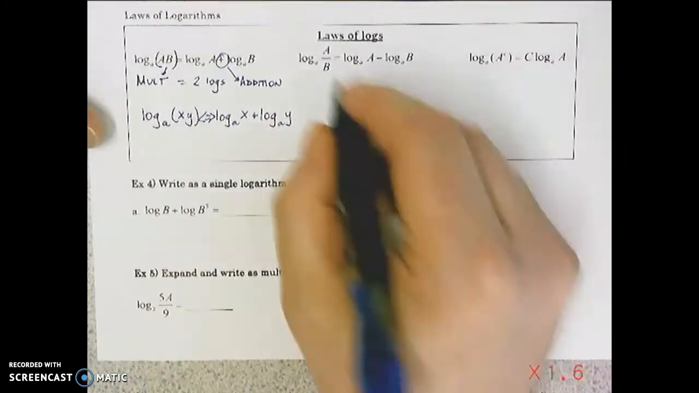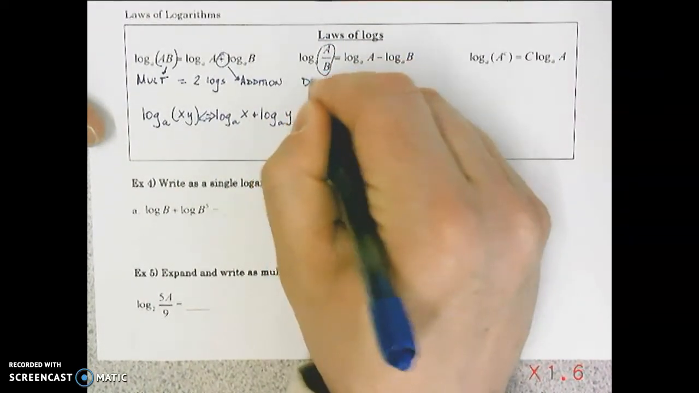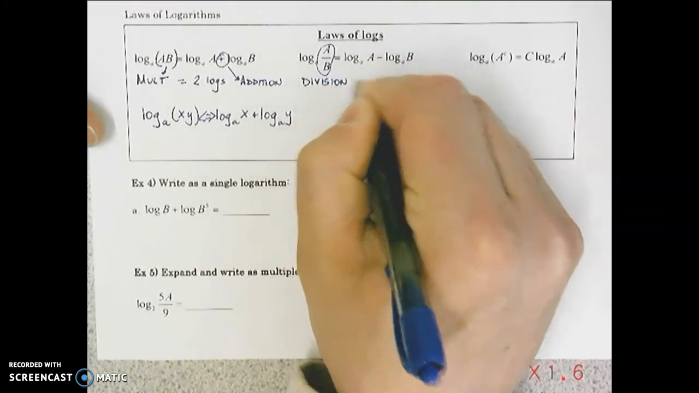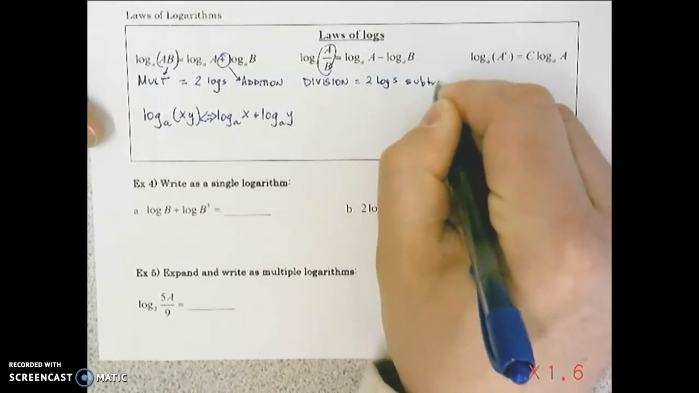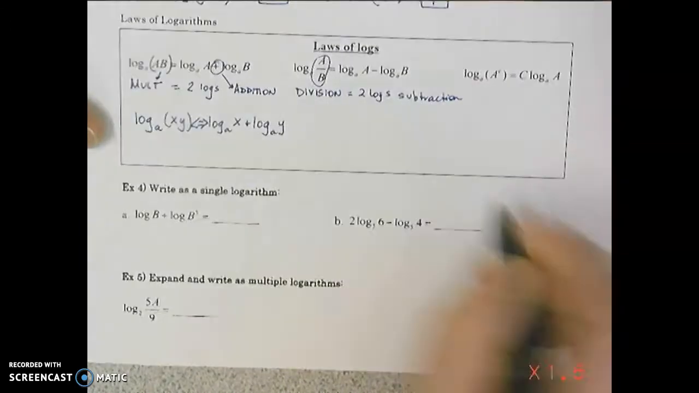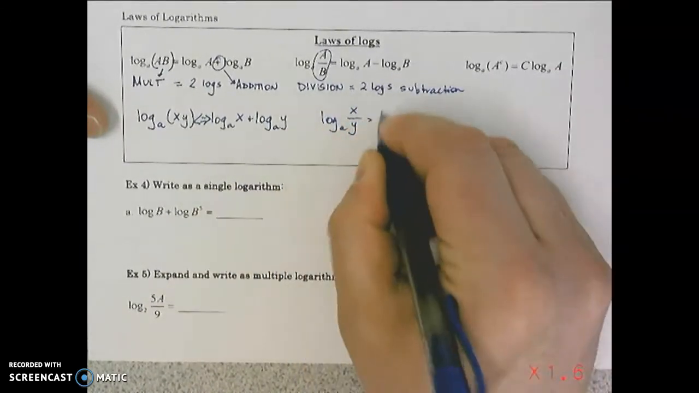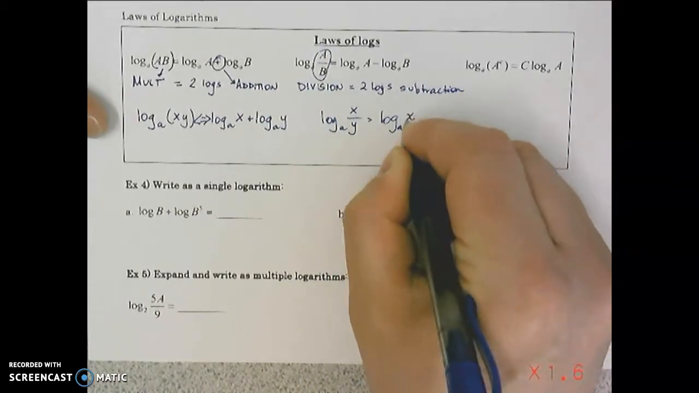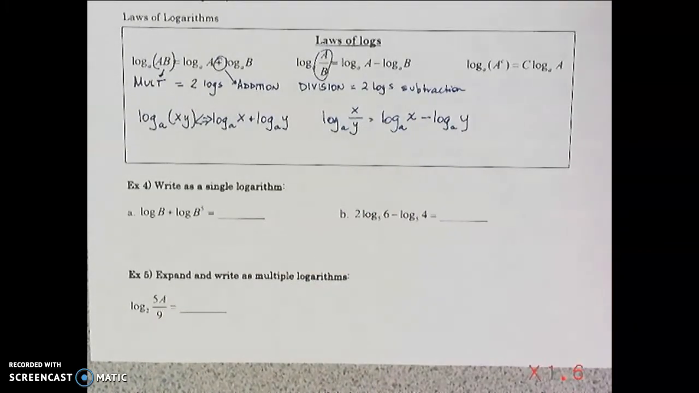All right, we also have a division law. Okay. 1 log of division turns into 2 logs of subtraction. Okay, if you want to see it live, log base a of x over y would be log base a of the numerator minus log base a of the denominator.